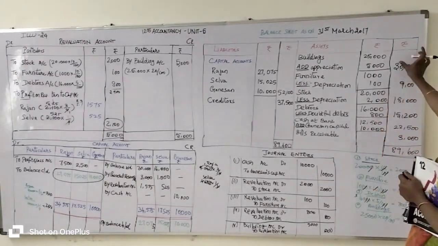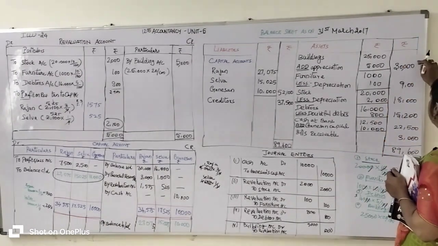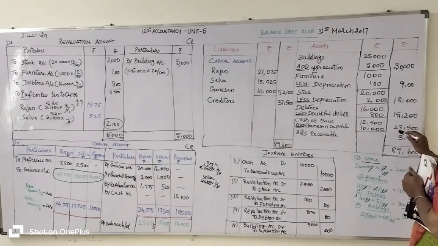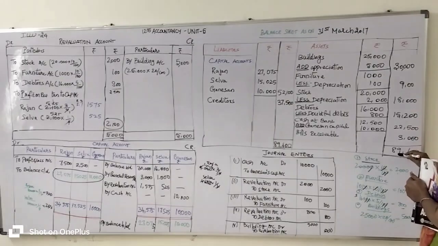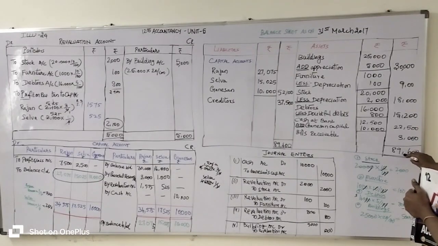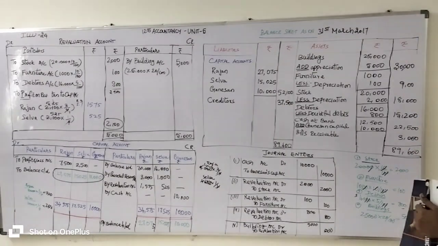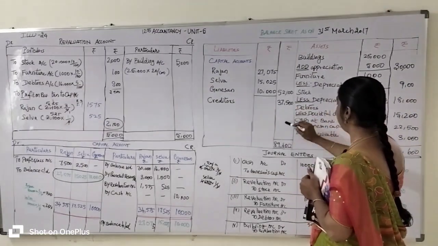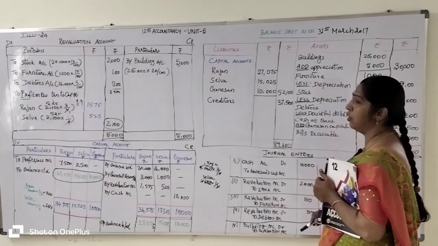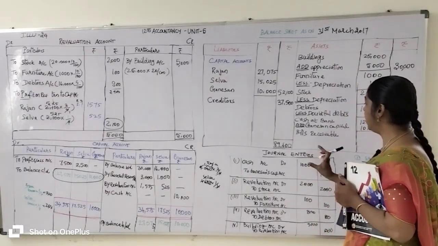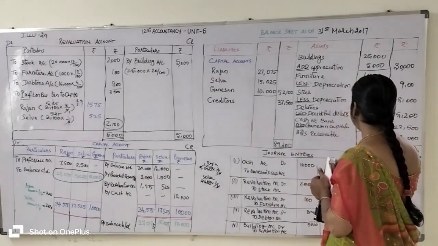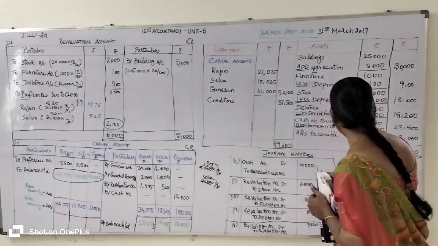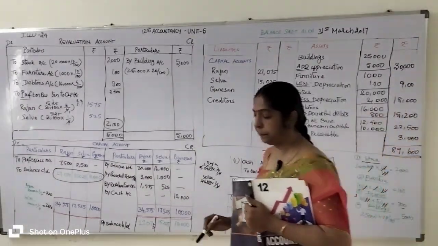Now we are going to add the asset side balance. Asset side value is 30,000 plus 900 plus 18,000 plus 15,200 plus 22,500 plus 3,000, you will get 89,600 rupees on asset side. Similarly, 52,100 plus 37,500 you will get 89,600 rupees on liability side. So listen here carefully. Asset and liability side we will get the same equal value, that is 89,600 rupees.